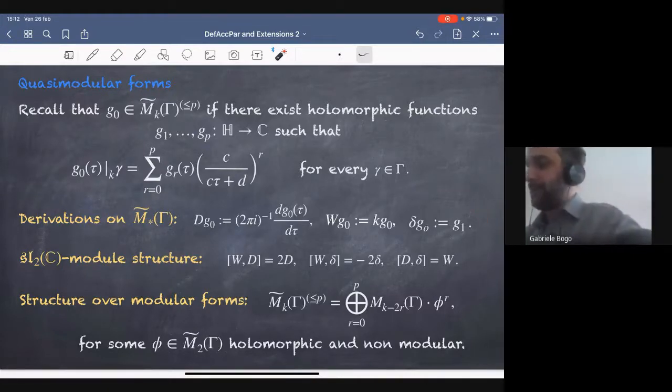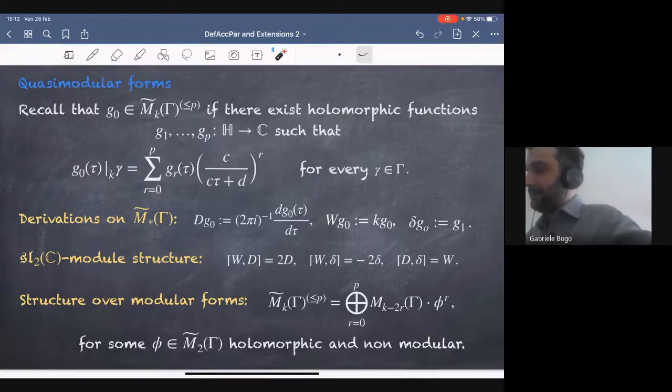For example, you can define 3 derivations on this space: the usual differentiation, the weight operator, which just takes a quasi-modular form and multiplies it by its weight, and then you have the so-called delta operator, and the delta operator can be defined in terms of this transformation property. You just send G0 to the coefficient G1 in this expansion here. An important property of these 3 derivations is the way they behave with respect to each other, and they satisfy these commutator relations, which means that they give the space of quasi-modular forms an sl2 structure.